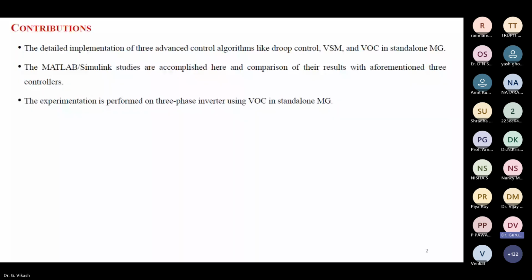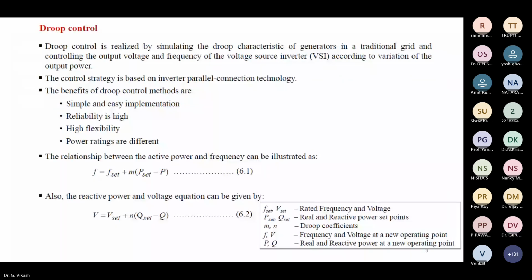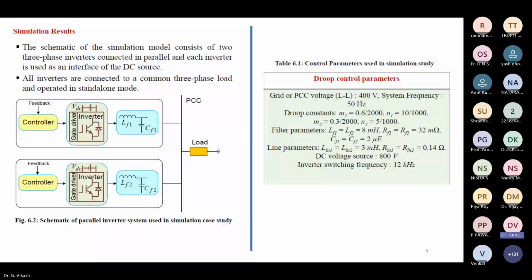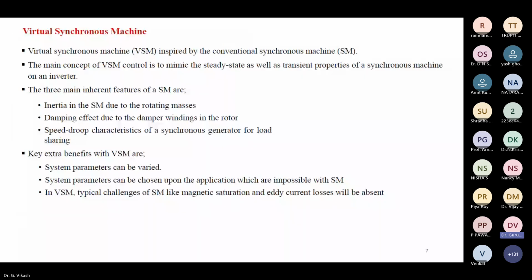In this chapter, I will try to cover droop control, VSM, and VOC in a standalone microgrid, and I will show some MATLAB comparative results, and some experimentation using VOC control. Coming to droop control, I have already explained it. This is the droop control implementation, and I have shown some results also. Now I am coming to the virtual synchronous machine. This VSM is inspired by the conventional synchronous machine. Both droop control and VSM control are inspired by the conventional synchronous machine, because we have already connected all our conventional synchronous machines to the grid, and we are operating properly. But the problem is, in future, if renewable energy or inverter-based resources are increasing day by day, one day what will happen?